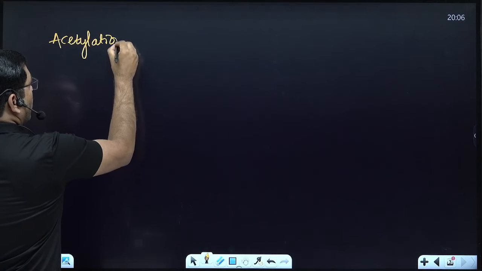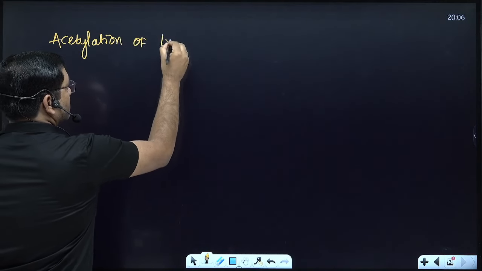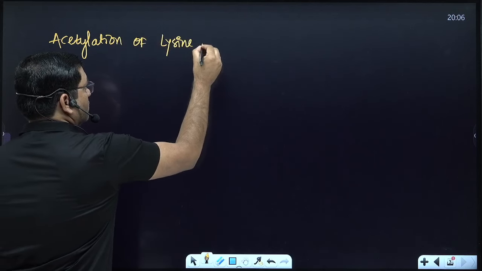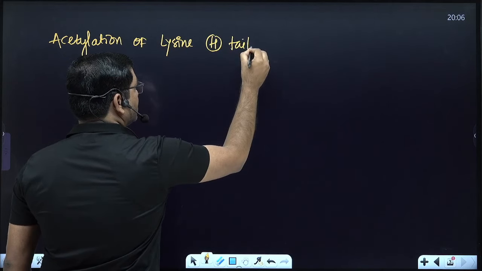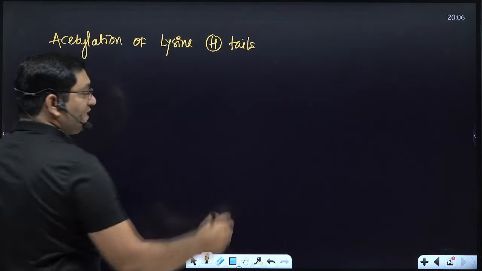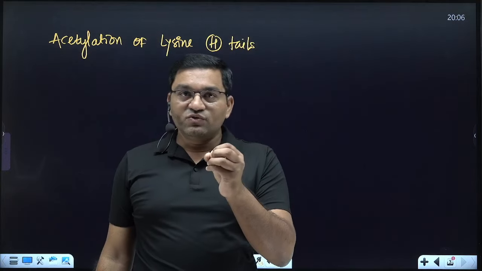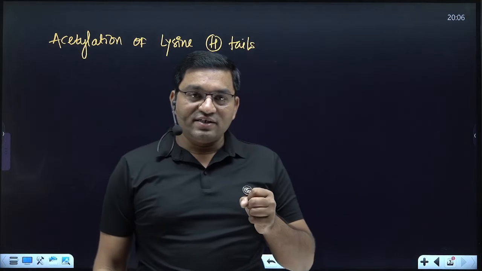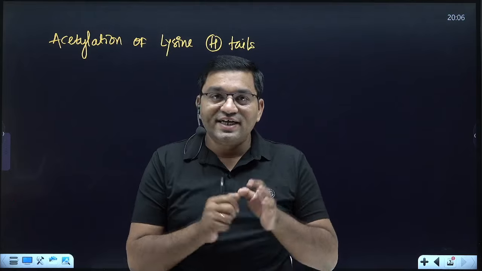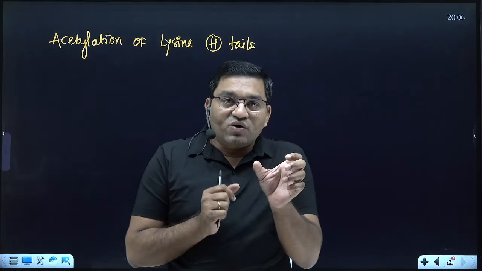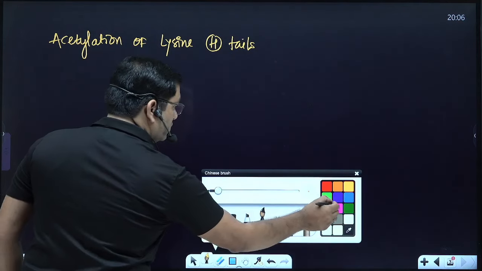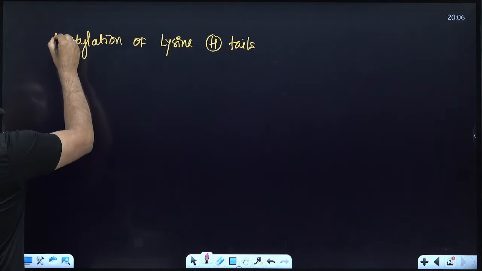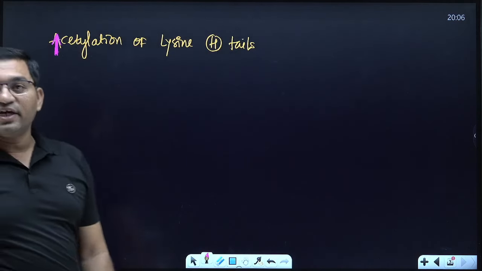Acetylation of lysine in the histone tails decreases the positive charge on the histone, and the interaction between histone and DNA decreases. So that causes availability of DNA. So acetylation of histone will increase the gene expression.